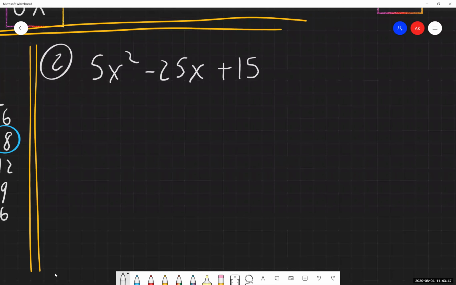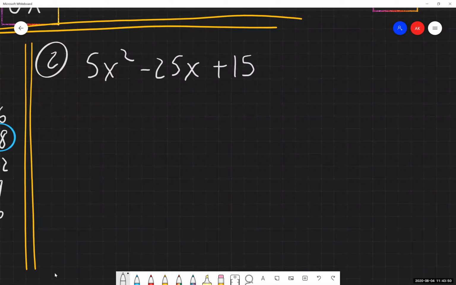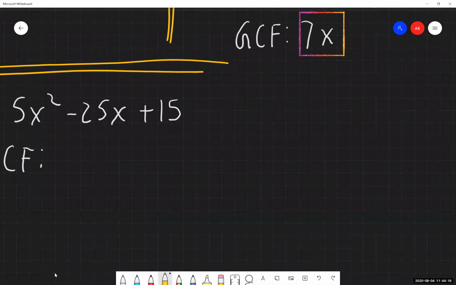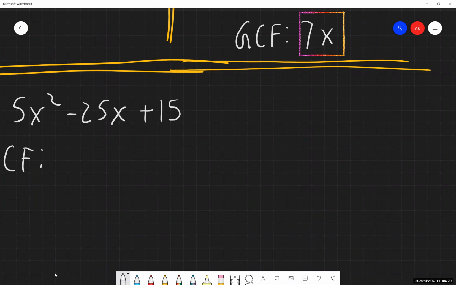Okay, so we're working with 5x squared minus 25x plus 15. So I want to find the greatest common factor. I mean, what is the largest number that goes in, or largest factor that goes into all of these things? So our greatest common factor. And again, off to the side, we can list the factors of each of these numbers if we want or we need to. So list those out here.